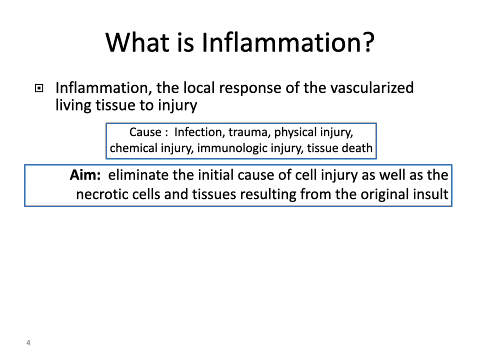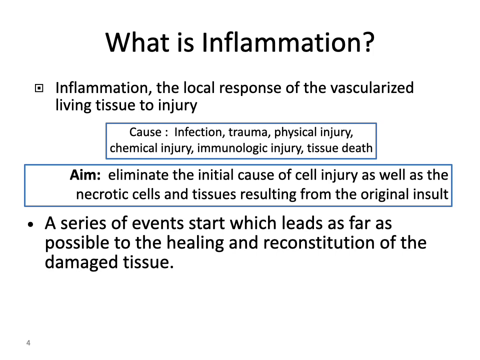Regardless of whatever caused the injury, the tissues respond the same way, whether it's caused by infection, physical and chemical injury, or immunologic injury. The tissues react the same way, and the goal is to eliminate the cause of cell injury. Number one, so you remove what's causing the inflammation. Number two, you remove the effects of the injury. So you'll have to remove the cells and tissues that have died as a result of the original insult. And the end result is so that you can kickstart the process of healing and reconstitution of the damaged cells.